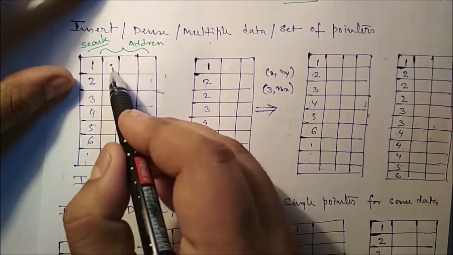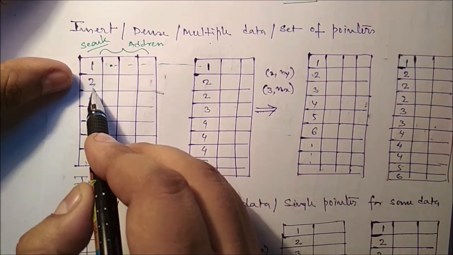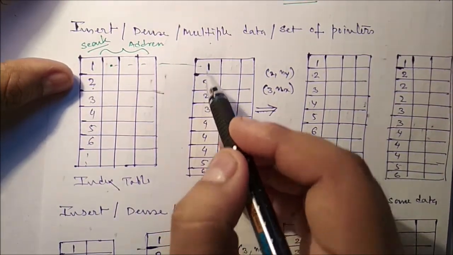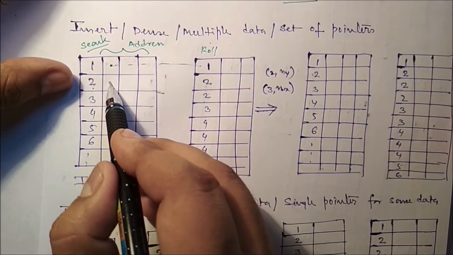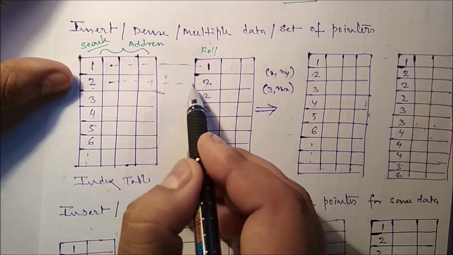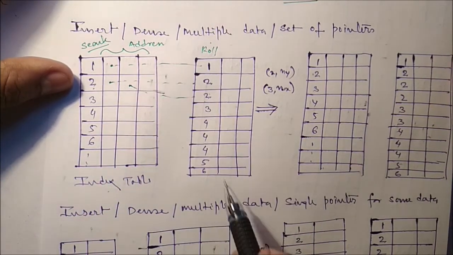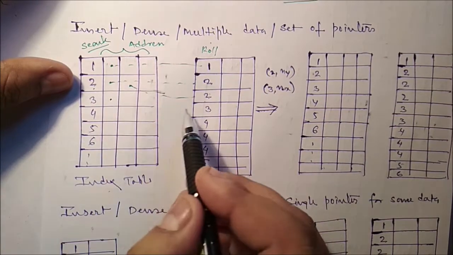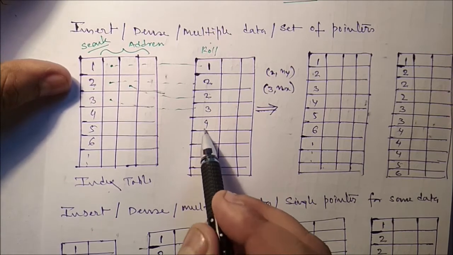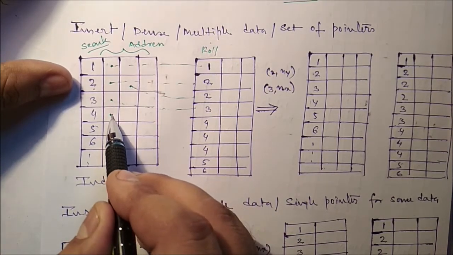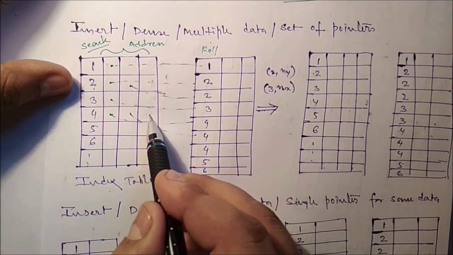Now here is the address of 1. For roll number 2, two data are there, so there are two roll number 2s. So in this particular part you have to store the address of this roll number, and here you have to store the address of this roll number. Similarly, here you have to store the address of roll number 3 only, because a single 3 is there. But here three 4s are there, so you have to store the address of this 4, of this particular 4, and of this particular 4.